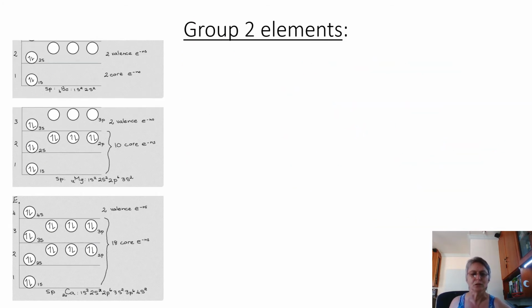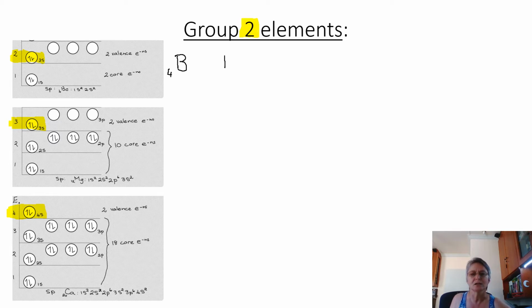If we look at the group 2 elements, we will see that each one of the group 2 elements will have 2 valence electrons. This is beryllium in the second period, so energy level 2 will have beryllium's 2s orbital. This is magnesium in period 3, so the valence electrons are in energy level 3, and this is calcium with its 2 valence electrons in energy level 4. So this is beryllium, with 4 electrons but only 2 valence electrons.